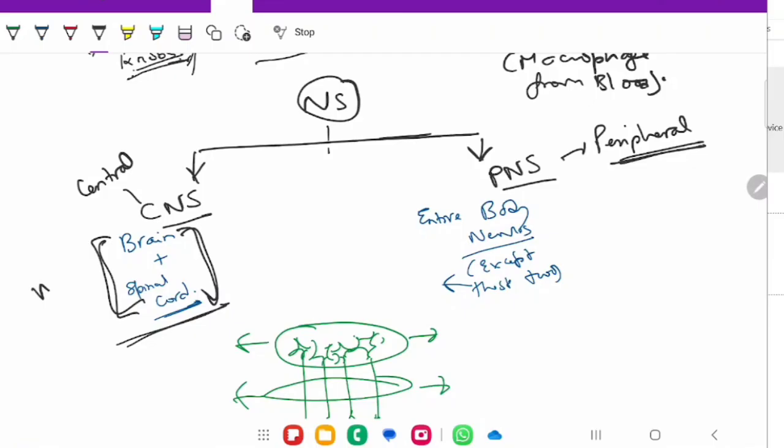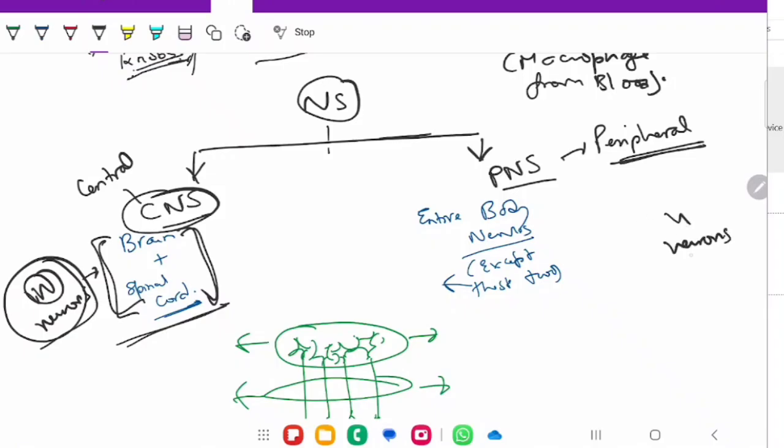All the nerves, all the neurons, anything related to neurons in these two become a part of the CNS, and nerves and neurons which are not in the brain and spinal cord automatically become a part of the PNS. This concept is very important to understand. Why? I'll tell you.